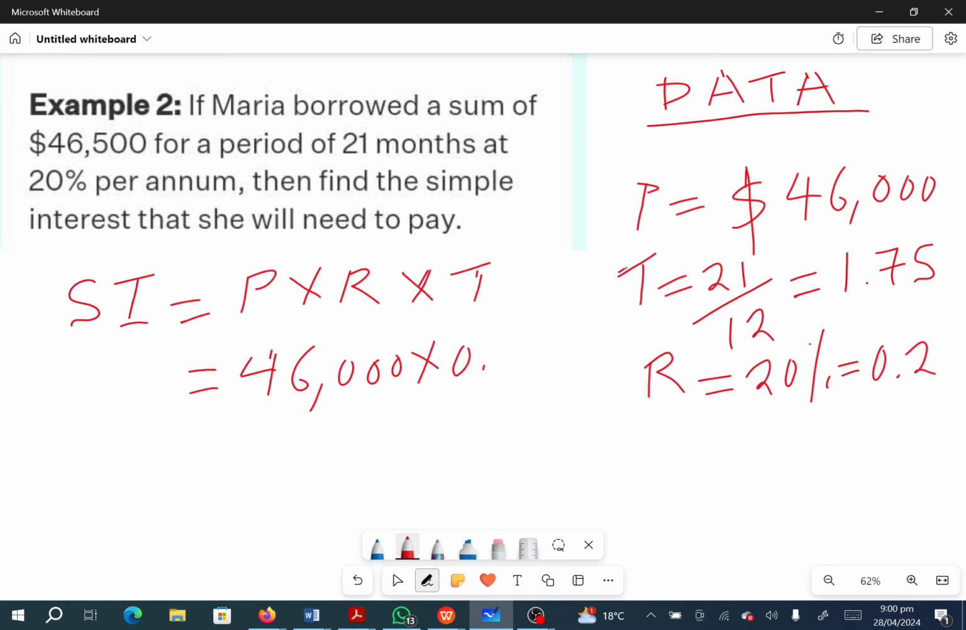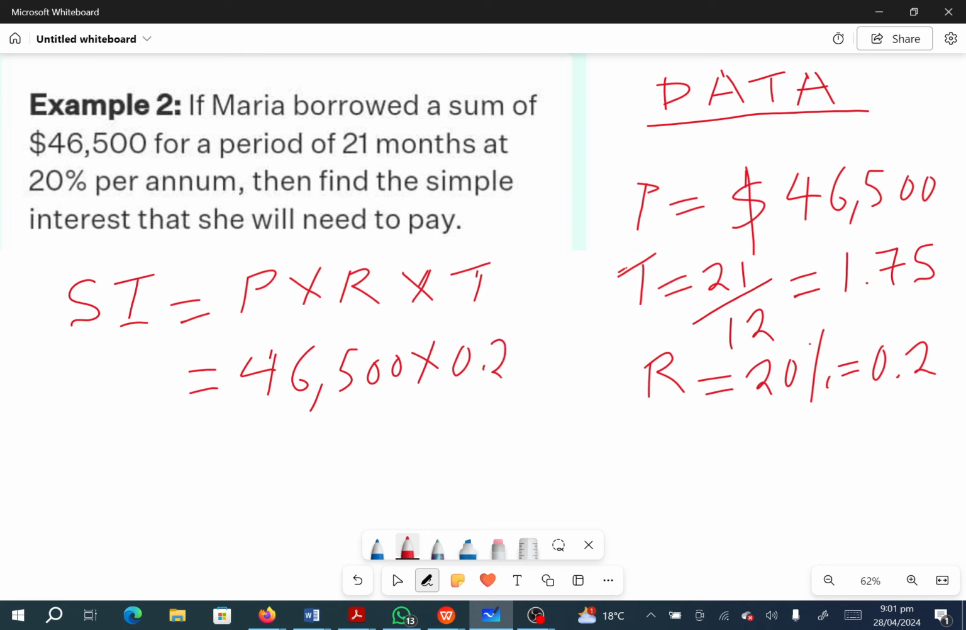Then we are saying our rate. So is it 46,000 or 46,500? Okay, thank you for that. Without the 500. Okay, thank you.